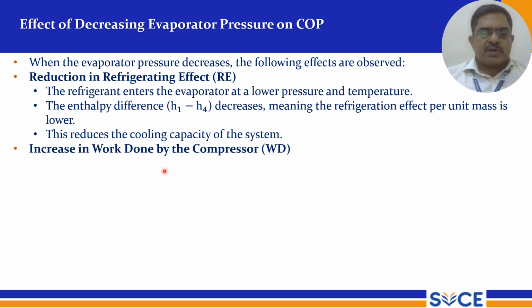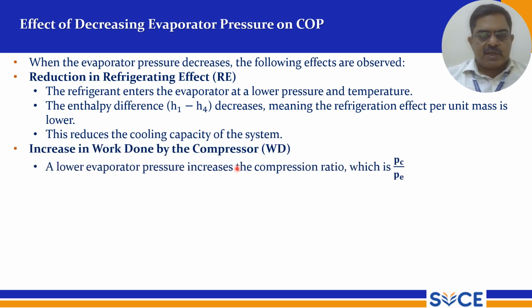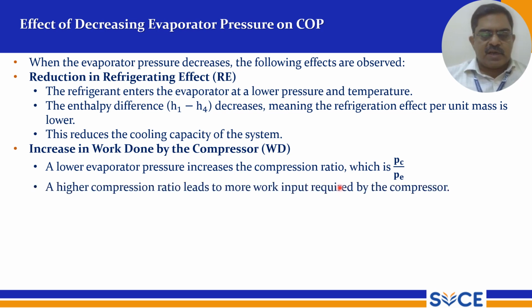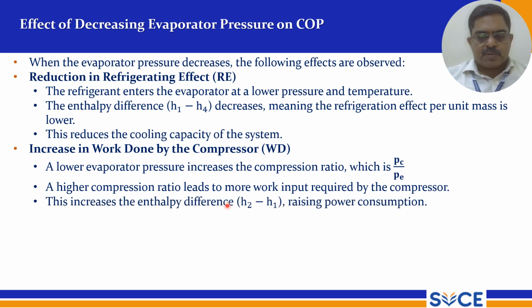Second, increase in work done by the compressor, WD. A lower evaporator pressure increases the compression ratio, which is PC by PE. A higher compression ratio leads to more work input required by the compressor. This increases the enthalpy difference H2 minus H1, raising the power consumption.